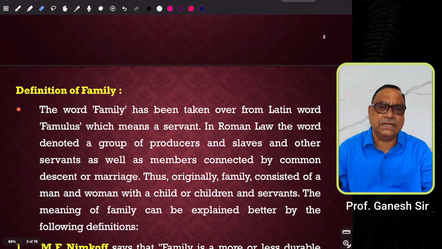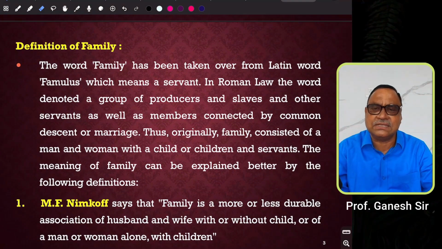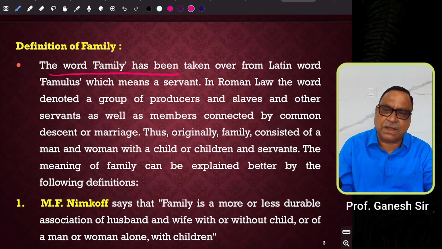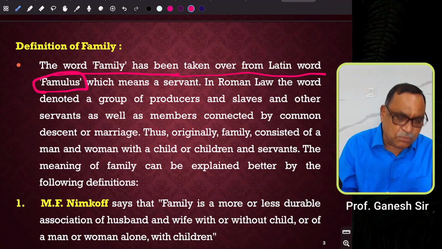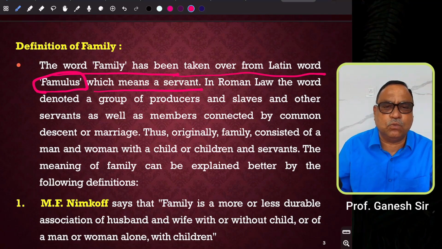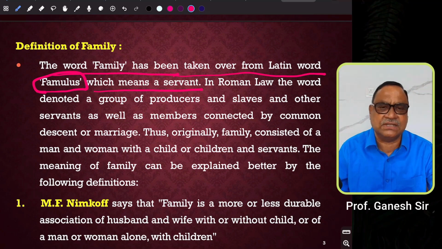Then coming to the definition of family. Now let us discuss how the family as an institution has been defined by the sociologists. The word family has been taken over from the Latin word famulus, which means a servant. In Roman law, the word denoted a group of producers and slaves and other servants, as well as members connected by common descent or marriage.